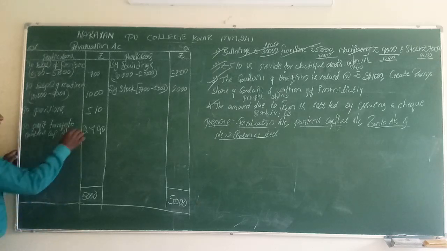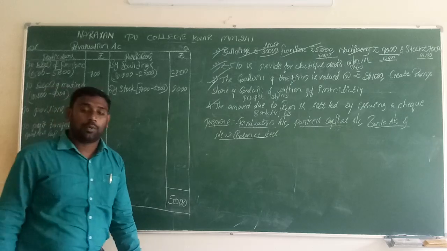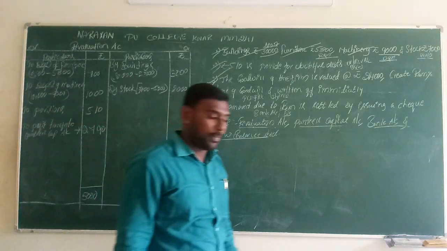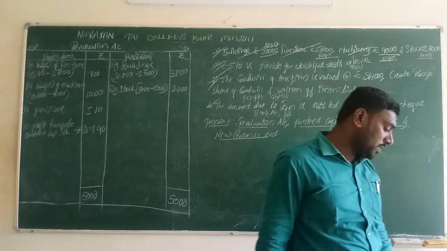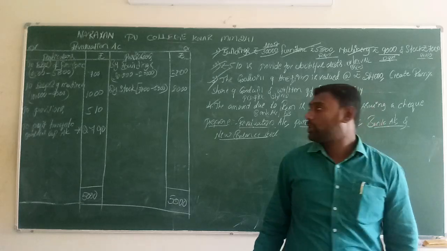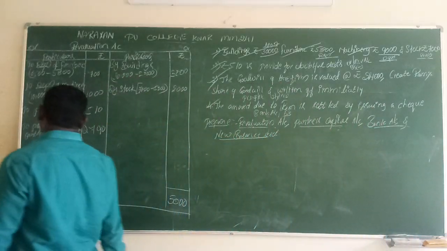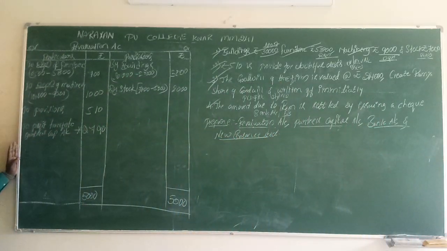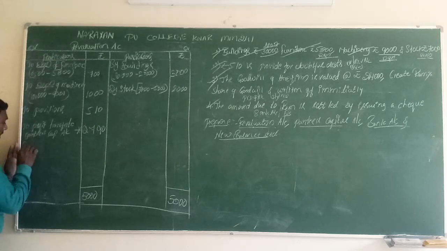So the profit we have to get is 2,790 rupees. This profit we have to transfer to all the partners' capital accounts. How do we have to transfer it? According to their profit sharing ratio. The profit sharing ratio is given as 3:2:1. So here the first partner is Raghav.